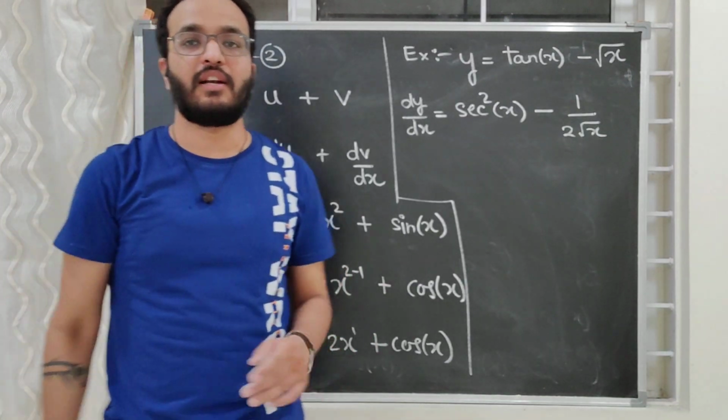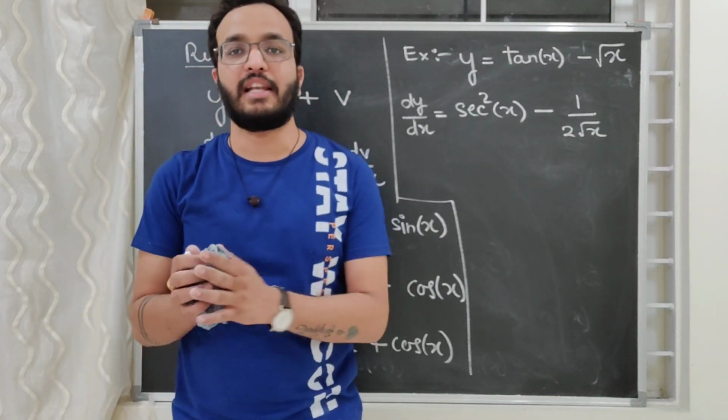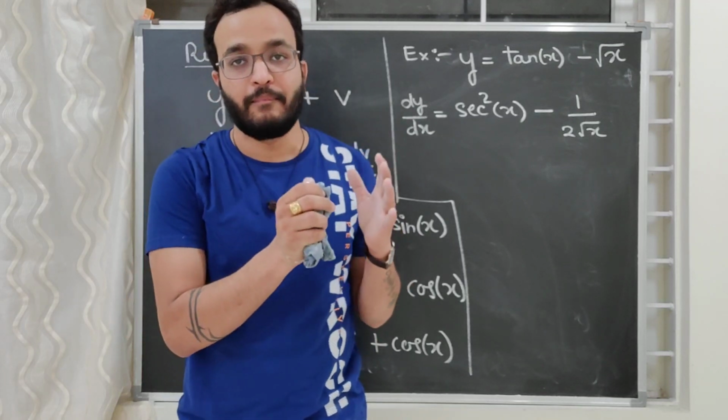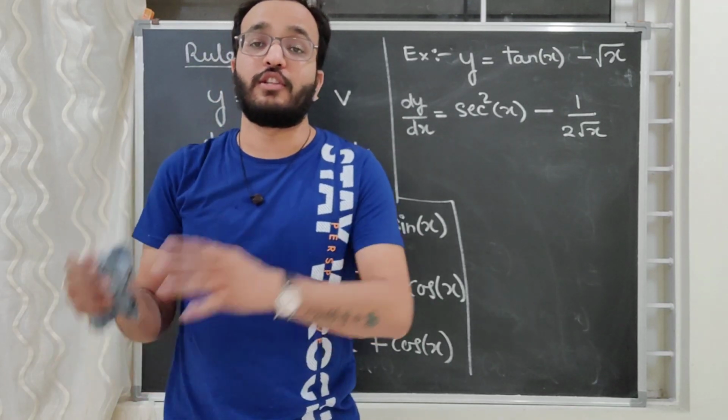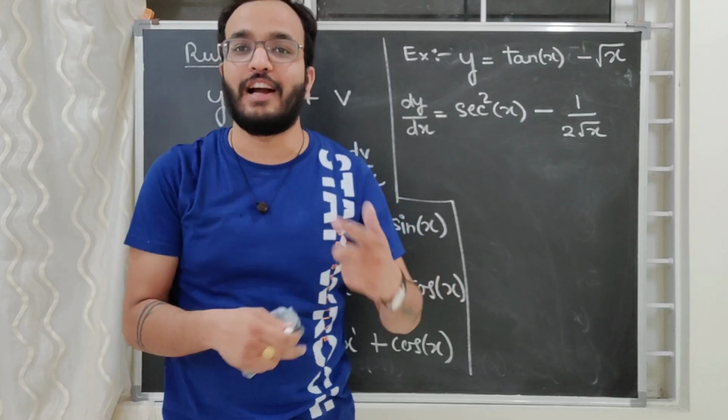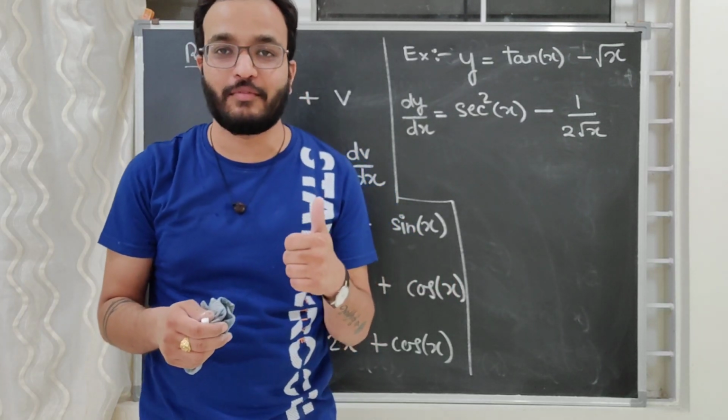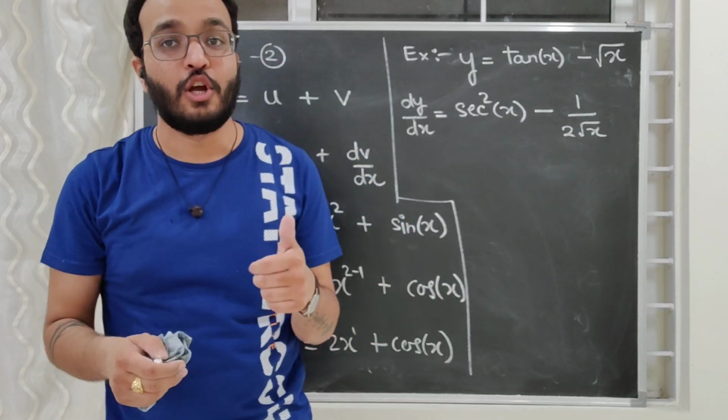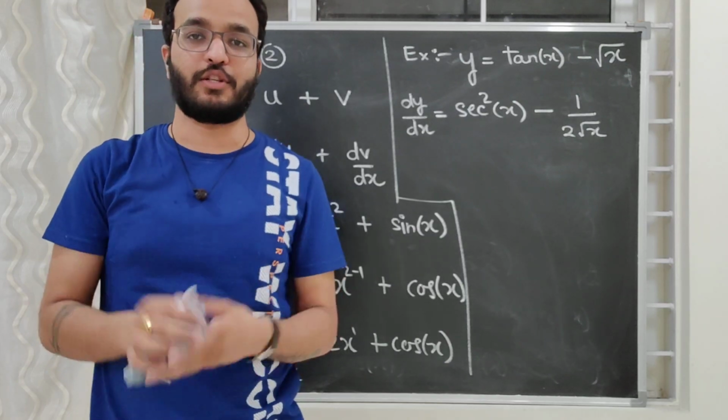Okay. So that's all in this part. In the next part we will understand some more rules. You will understand the product rule, the division rule, then we will go with the chain rule, and then we will start with the first step. What was the first step? The first step was to understand what differentiation actually is.